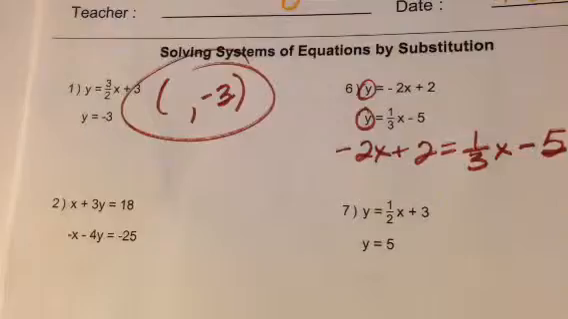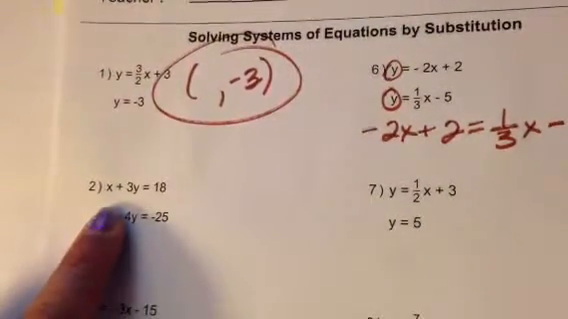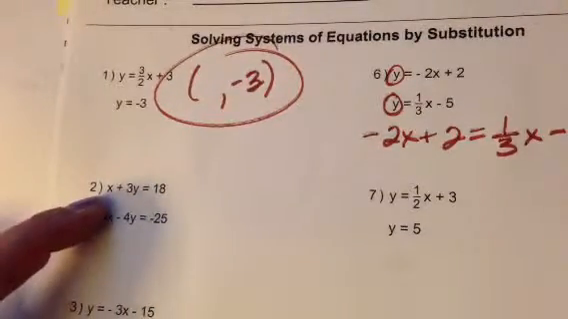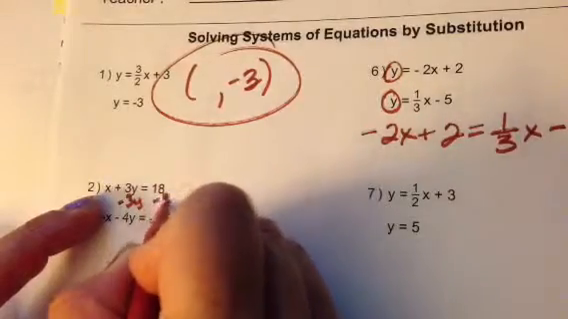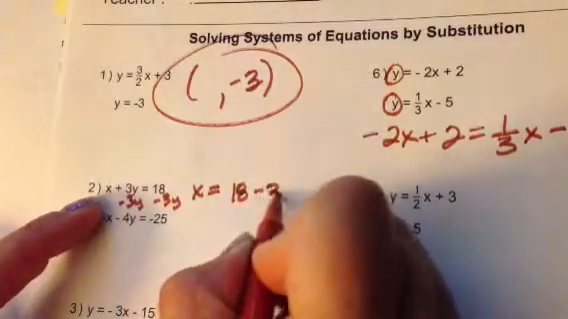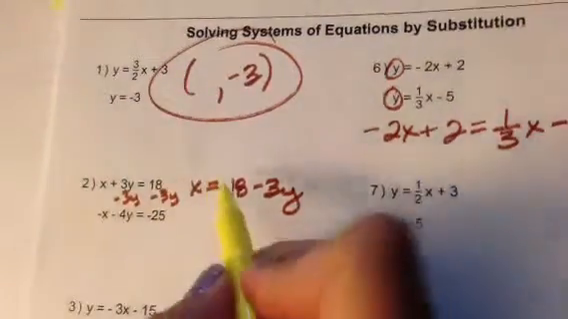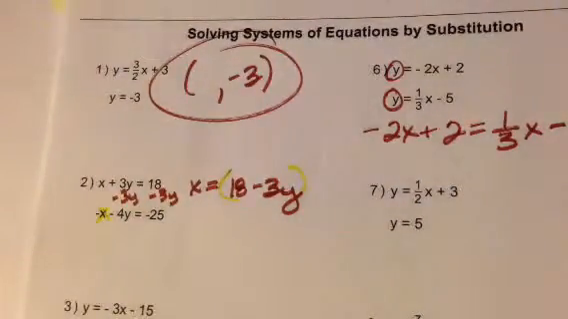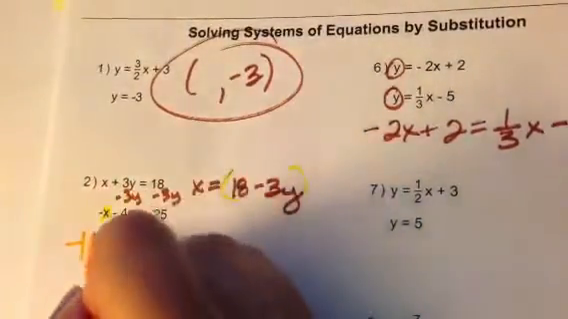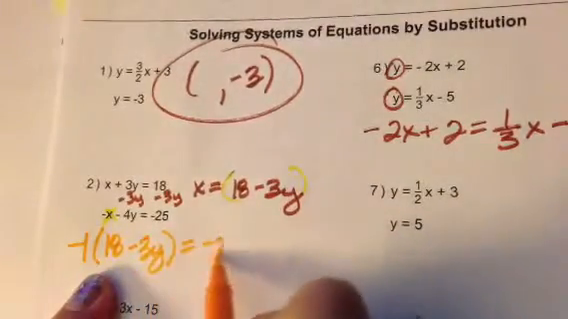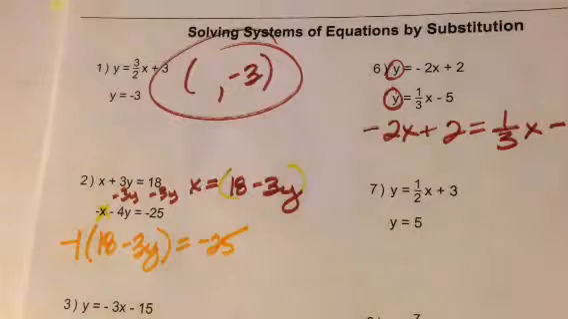I'm going to give a suggestion on number 2, that you solve this system by manipulating the first equation into an x equals. In order to do that, it would be a matter of subtracting 3y from both sides and looking at the equation as x equals 18 minus 3y, and then using that 18 minus 3y in place of the x value. Don't forget that the coefficient of x in this case is going to be -1, so it's going to be -1 times the quantity 18 minus 3y equals -25. Distribute your -1 and start the process of undoing to find your y.